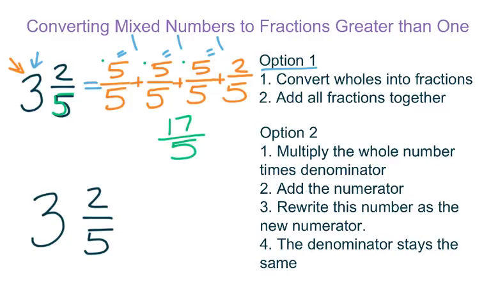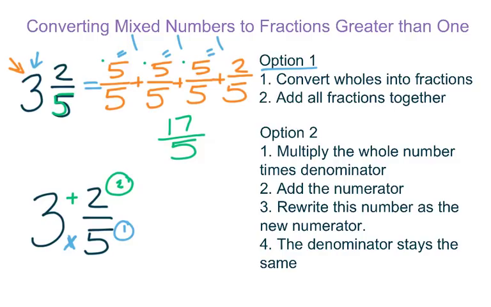There's another way to do this. The other way to do this has a few steps that we can draw into our mixed number. So the first step is going to be to multiply the whole number times the denominator. So what I'm going to do is draw a multiplication sign here. And that would be my first step. So blue would be my first step. And then my second step is to add the numerator. So then I'm going to put an addition sign here, and that would be my second step.